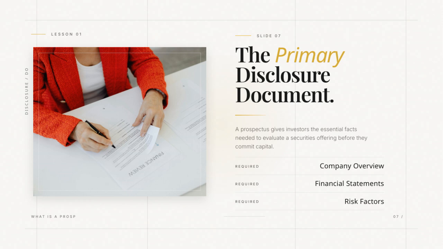It's a critical document because it contains required information, including a company overview, detailed financial statements, and potential risk factors. These sections are mandatory to ensure transparency and help investors make well-informed decisions. Understanding what a prospectus entails is key to grasping how securities offerings are regulated and disclosed.